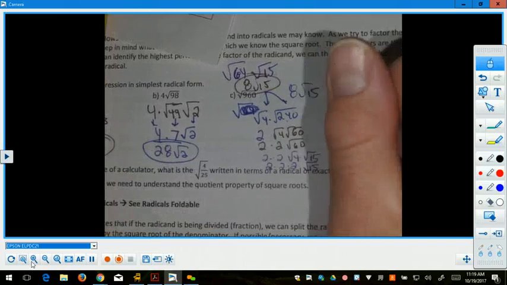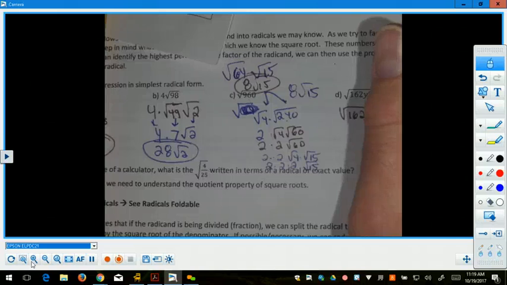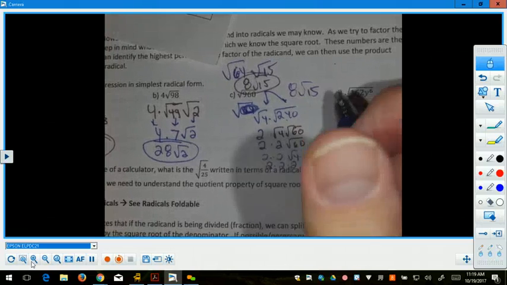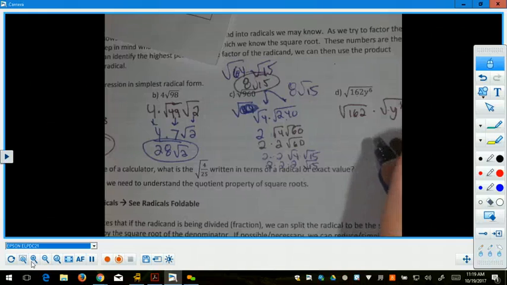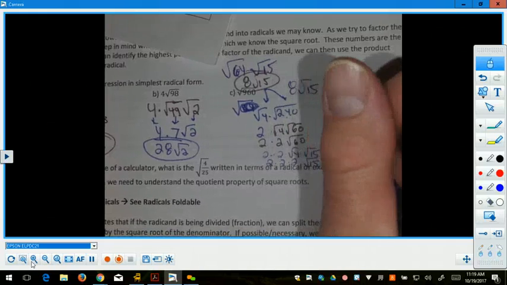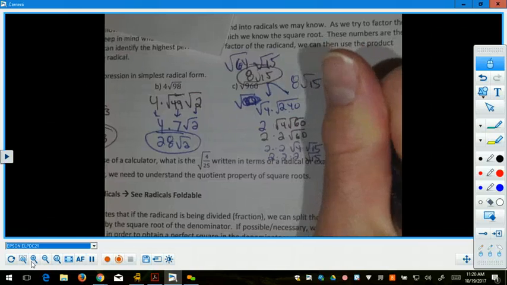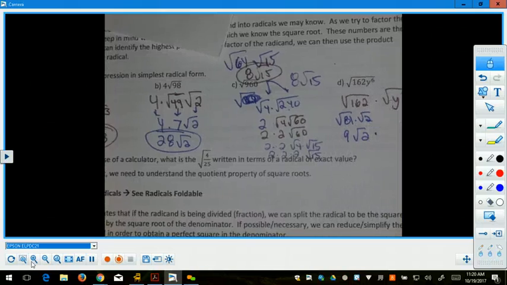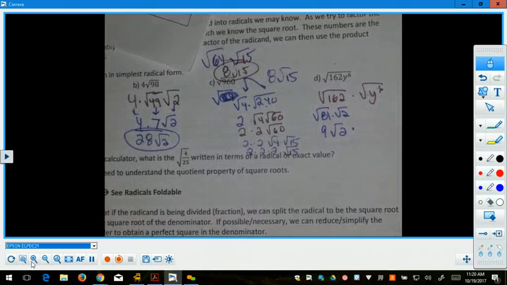162, does anybody know a... watch this, I'm going to split this up. 162 times the square root of y to the 6th. What perfect square goes into 162? 9 goes in, but if 18 goes in, then something bigger than 9 will go in. 81. 81 goes in. Now you could do 8 and 9, or 18 and 9, but then you'd have to break down the 18 further. This is going to be square root of 81 times square root of 2, which is 9 square roots of 2.